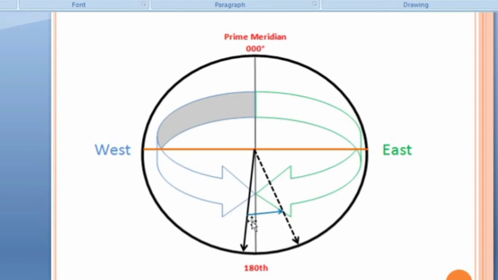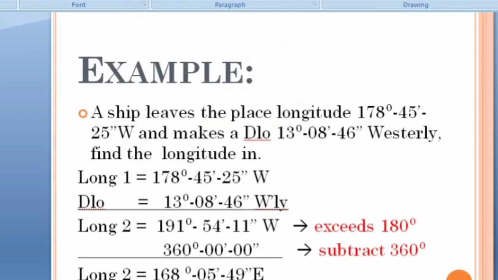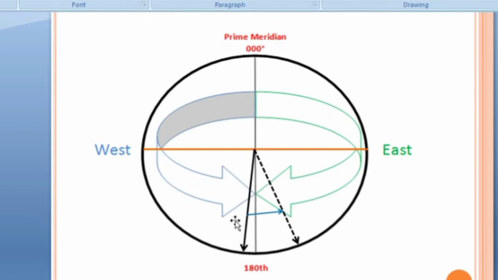Again, we came here and then we arrive at this broken line. So this is 168 degrees 05 minutes 49 seconds east. This is the explanation behind why the sign becomes east, right? Since we have only the limitation, right?